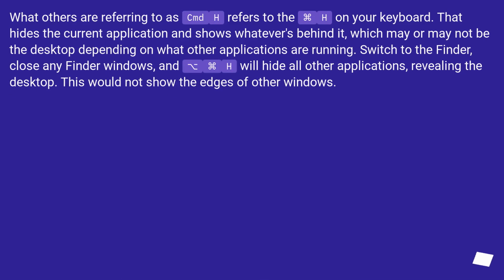What others are referring to as CMD-H refers to the H on your keyboard. It hides the current application and shows whichever's behind it, which may or may not be the desktop depending on what other applications are running. Switch to the Finder, close any Finder windows, and Option-CMD-H will hide all other applications, revealing the desktop. This would not show the edges of other windows.